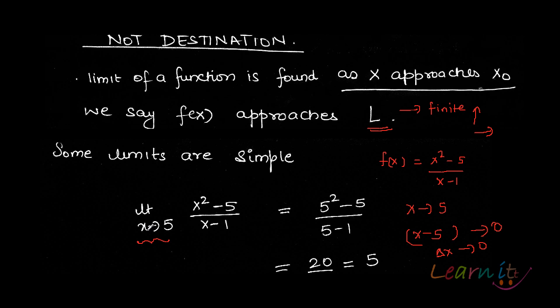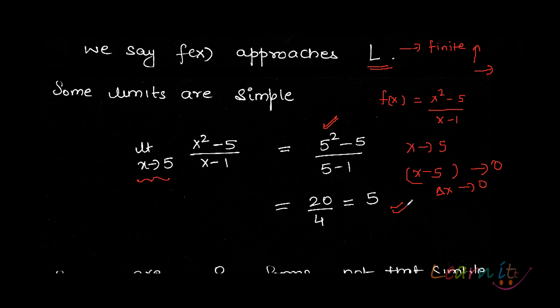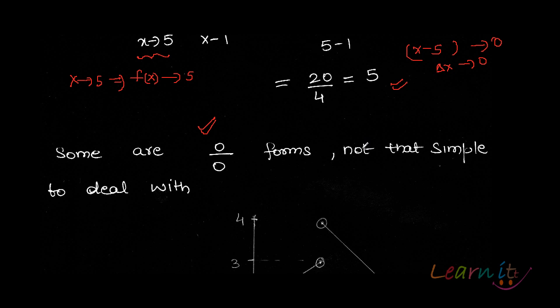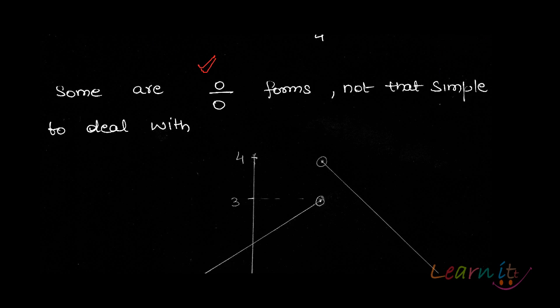In any case, I can just put 5 in place of x. So 5 square minus 5 upon 5 minus 1 gives me a simple solution, which is 5. So as x approaches 5, f(x) also approaches 5. But certain limits are definitely not easy. The 0 by 0 form, anything where you have the denominator as 0, will be very difficult to find. Those limits are difficult to find.